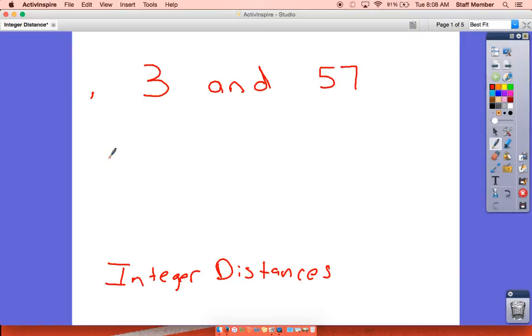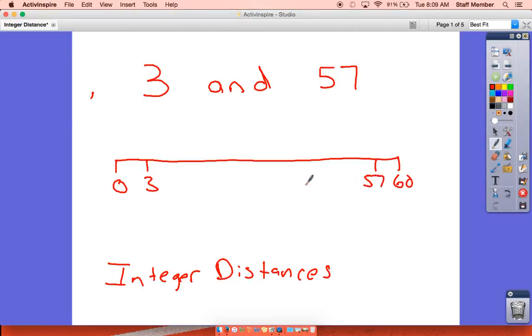So I'm going to give you a way that you could do this, and I'll let you be flexible on how you want to show me how you understand how far apart these numbers are. So let's start with 3 and 57. I'm going to use kind of a number line approach with these integers, so I'm going to draw just a line here, and I'm going to put 0 here, and I'm going to put 3 here, and I'm going to put 60 here, and then 57 here.